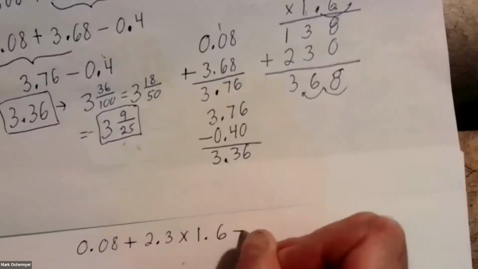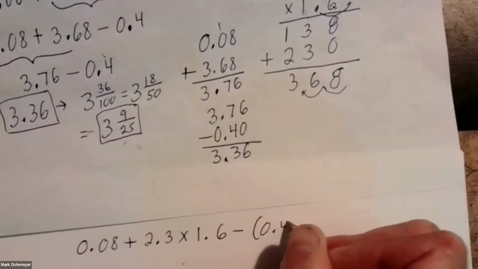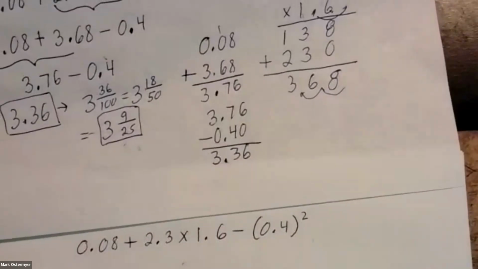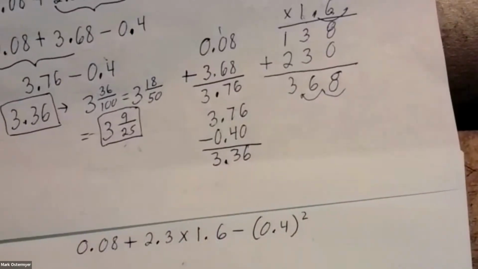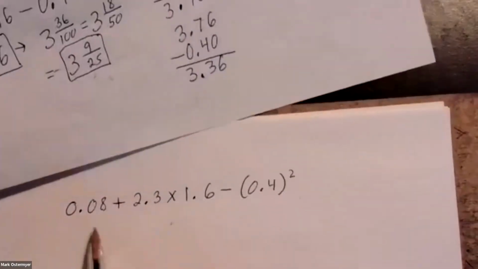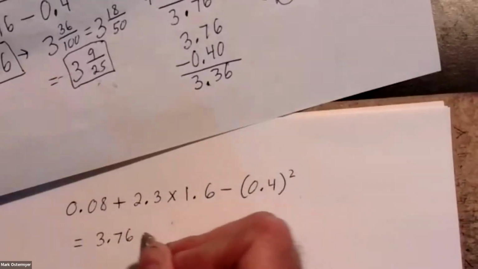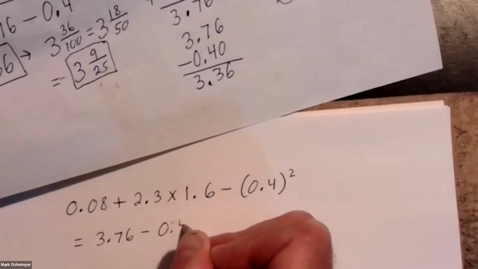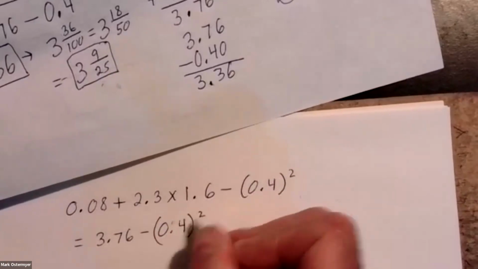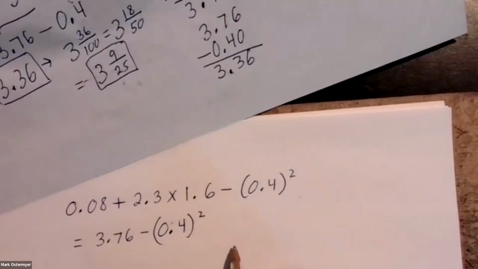So in other words, we don't have to redo the whole thing here. All we have to do is pick up where we left off. For instance, we already did all this. Do you agree? Yes. So we got it all the way down to 3.76 minus 0.4 squared here. So now we're going to square this, correct? 0.4. Yes.